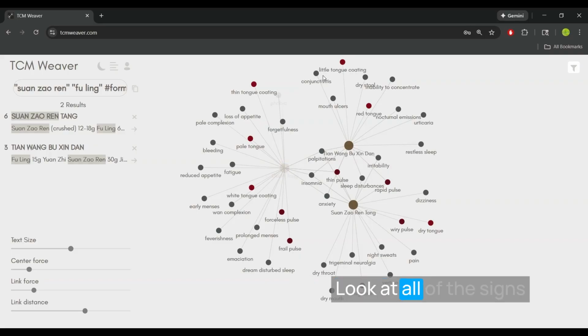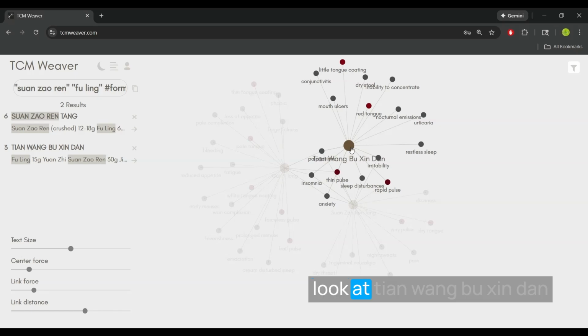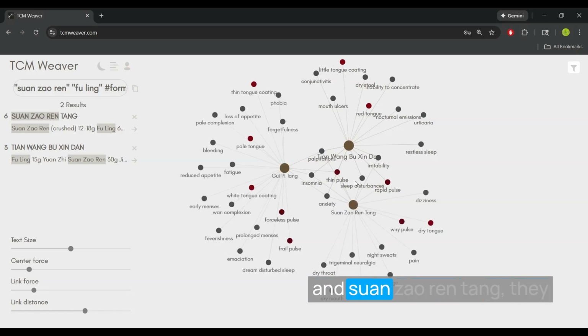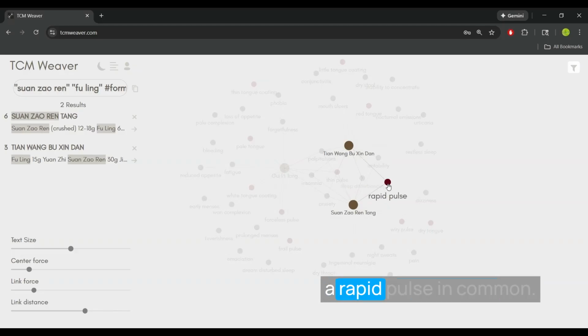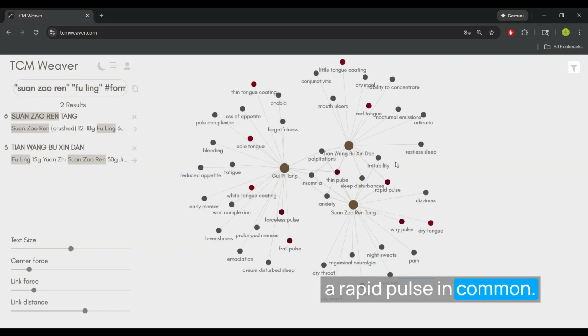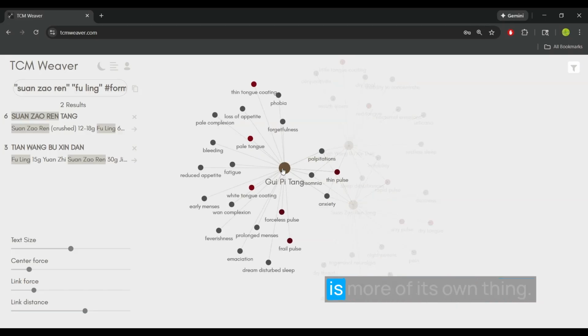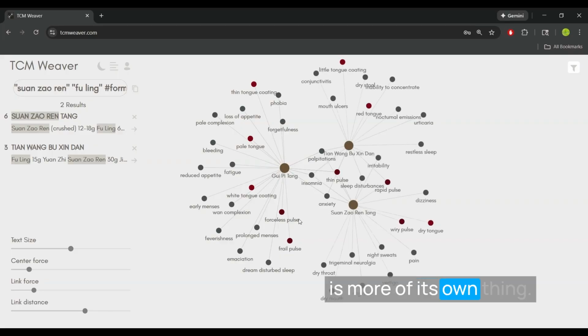Look at all of the signs and symptoms on the outer part of the circle. What you will notice, if you look at Tianwang Bushen Dan and Swanzauren Tong, they actually have irritability, sleep disturbances, and a rapid pulse in common. So we know these 2 are going to be more similar, and they're going to have some heat, whereas Guipi Tong is more of its own thing.